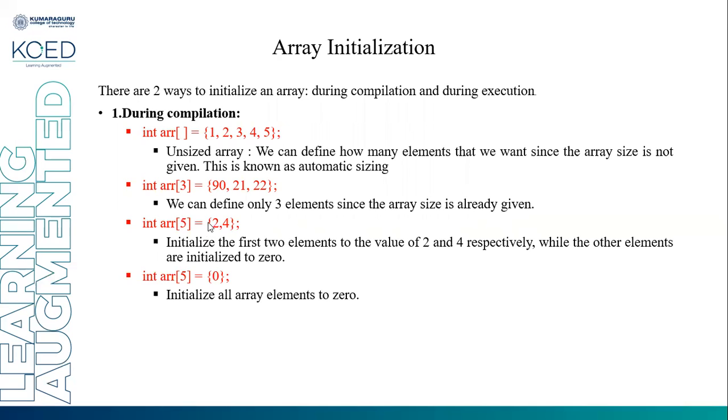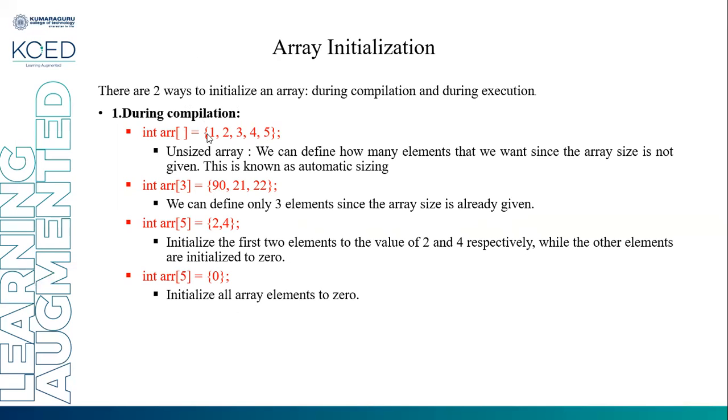So 5 means A of 0 to A of 4; the array can store it. A of 5 equal to 0. If you give it like this, the array's capacity is 5, it can store 5 elements, so all the 5 elements will be initialized to 0. So these are the initializations done while writing a code.